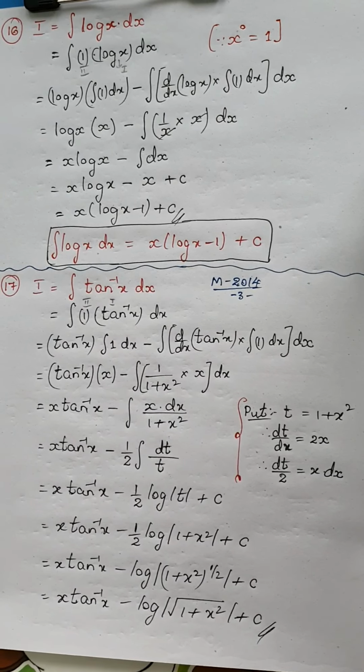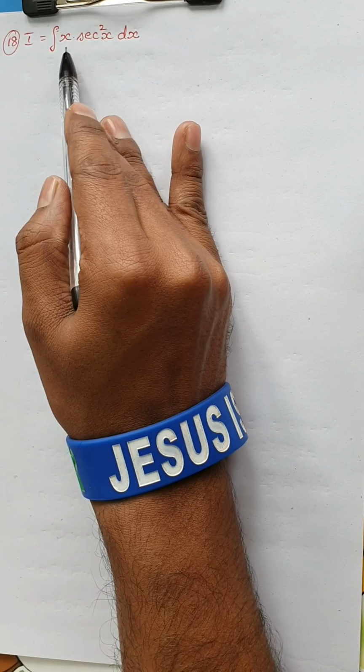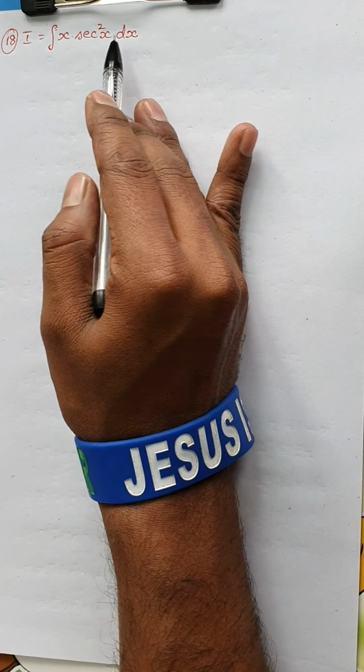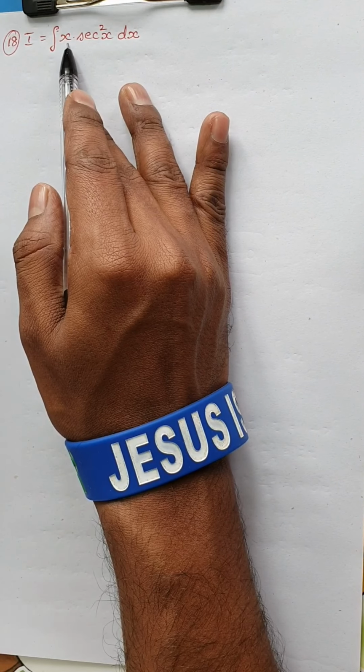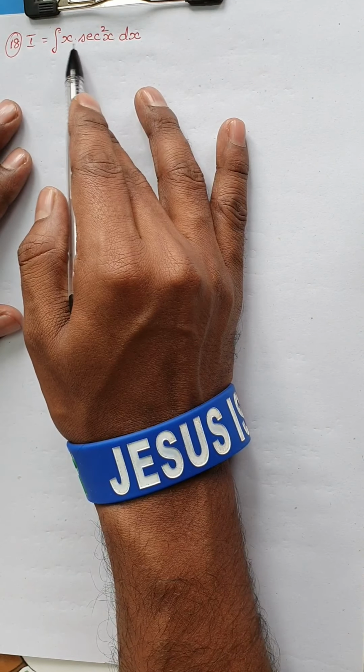Okay. Moving on to the next integral, we have the integral of x into secant square x dx. Remember, we have algebraic and trigonometric, IATE.